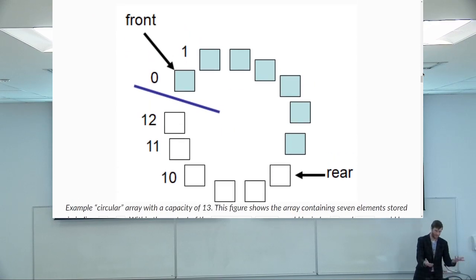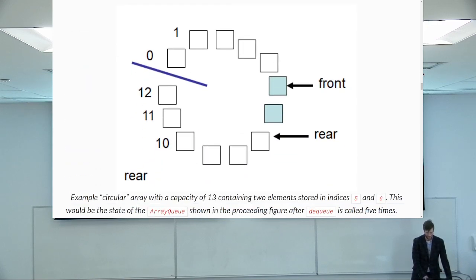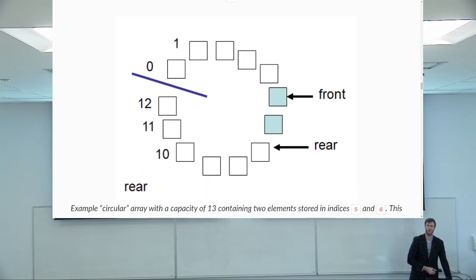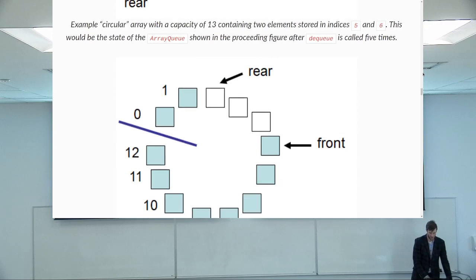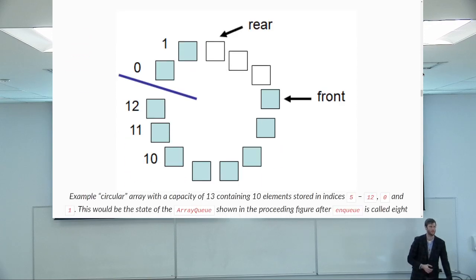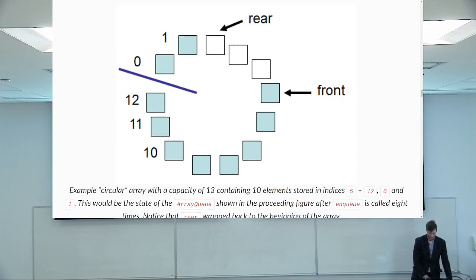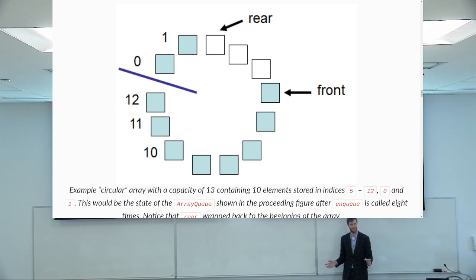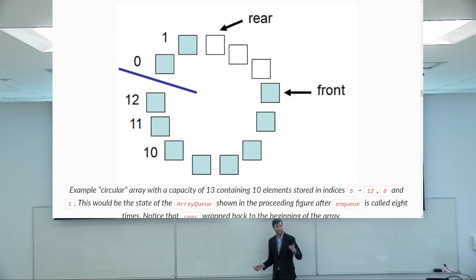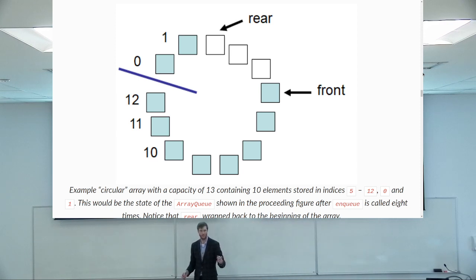So here's an example of an array where I've got a front and a rear. After a couple DQs, this is what it looks like. After a couple NQs, this is what it looks like. Do you see? Any questions about this idea?